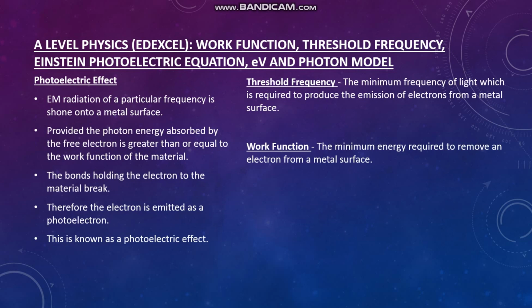Now, there are two important terms which we have to take into consideration when talking about the photoelectric effect, and these terms are threshold frequency and work function. Threshold frequency is defined as the minimum frequency of light which is required to produce the emission of electrons from a metal surface, and work function is defined as the minimum energy required to remove an electron from a metal surface.